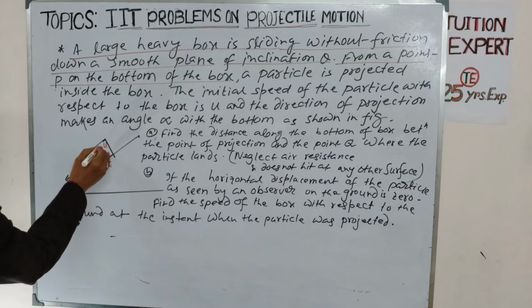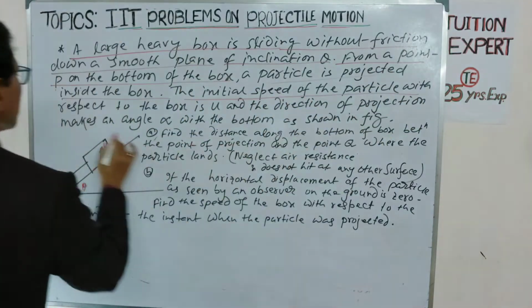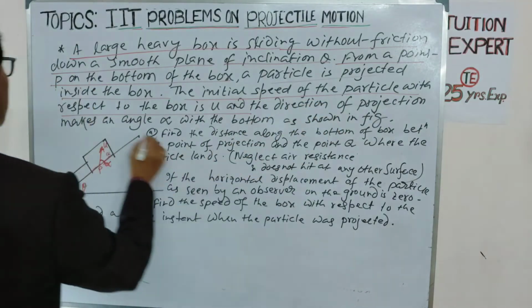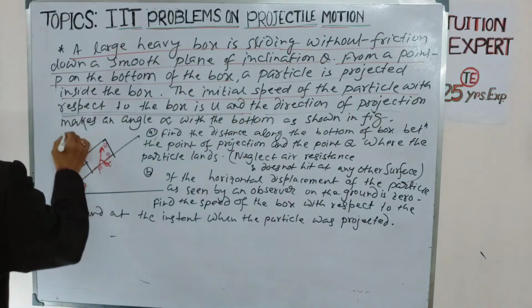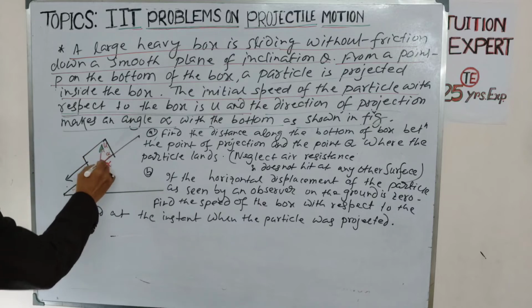A particle is projected with velocity u at an angle alpha. A particle is projected inside the box. The initial speed of the particle with respect to the box is u. This is very important, that is, the question is giving the speed of the particle with respect to the box. The particle is projected with respect to the box with u, and the direction of projection makes an angle alpha with the bottom as shown in the figure. This is the diagram.